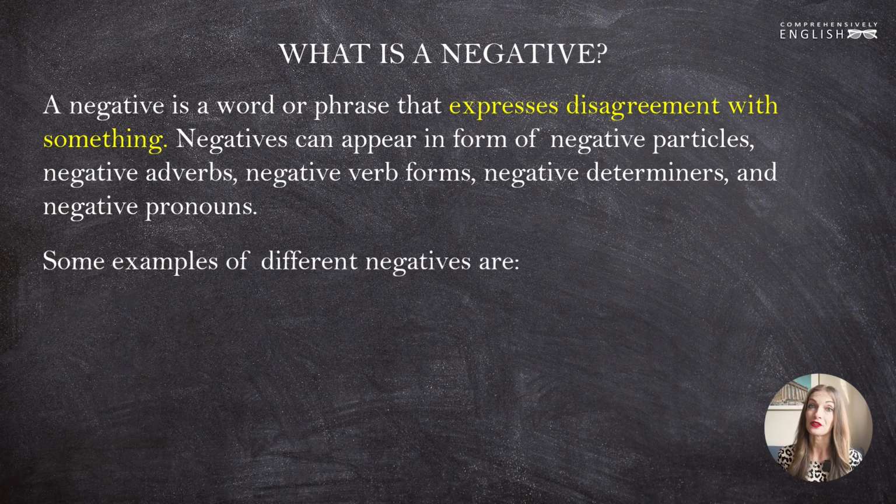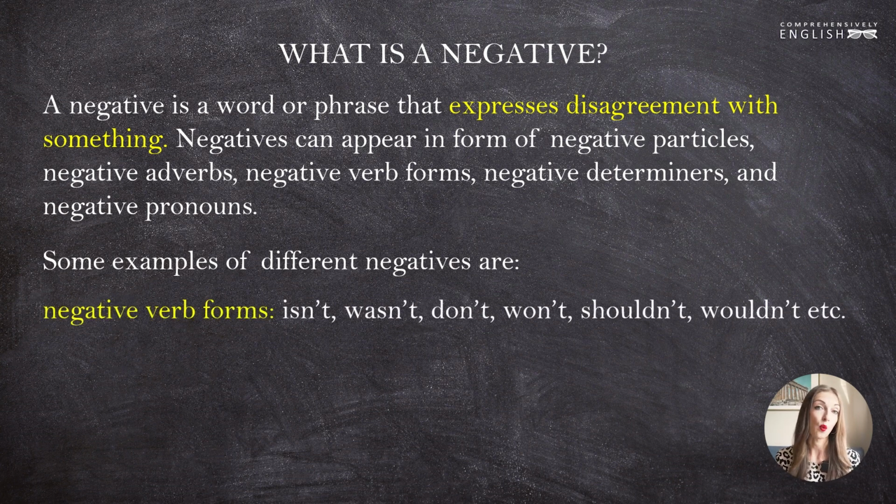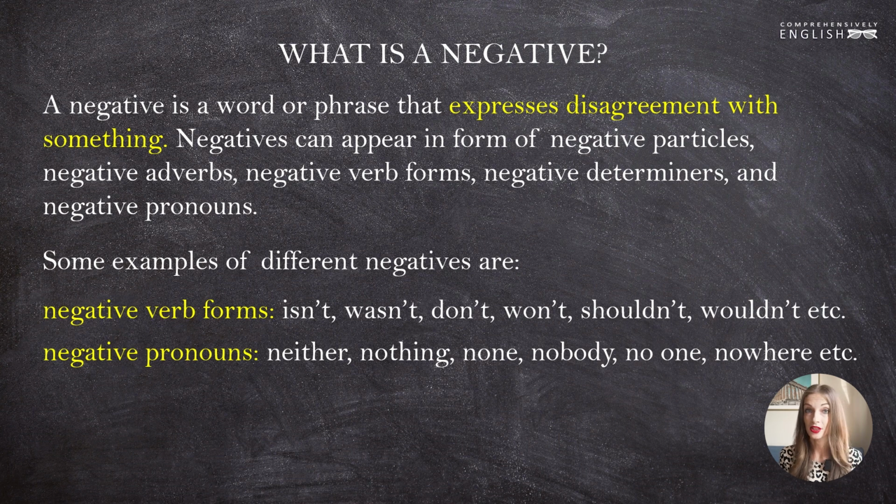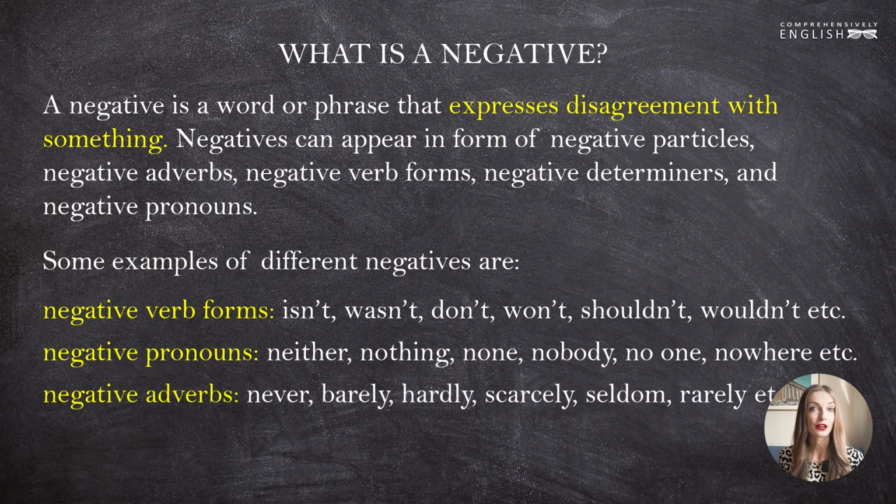Some examples of different types of negatives. For instance, negative verb forms are isn't, wasn't, don't, won't, shouldn't, wouldn't, and so on and so forth. Negative pronouns are neither, nothing, none, nobody, no one, nowhere, and so on. Negative adverbs, for instance, are never, barely, hardly, scarcely, seldom, rarely, and so on. Please pay special attention to these words, because they do not contain any overly negative affixes. Still, they have negative meanings.